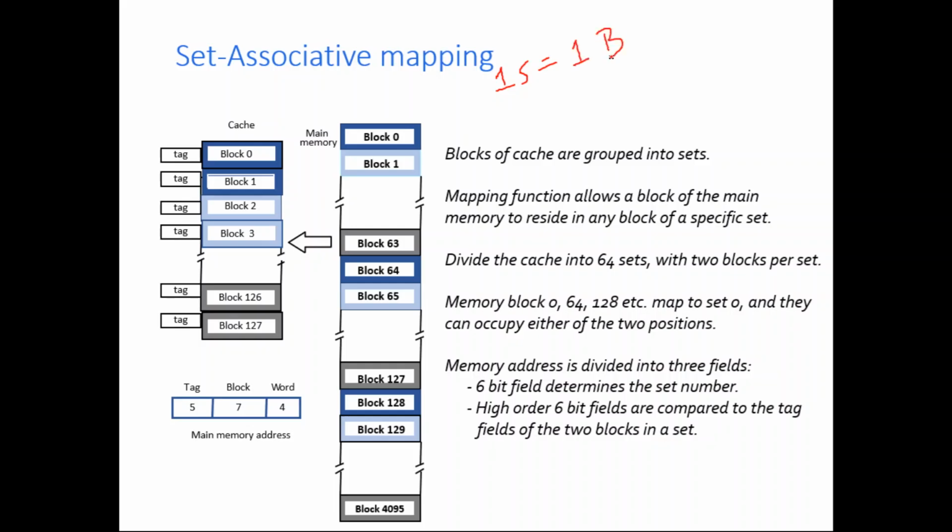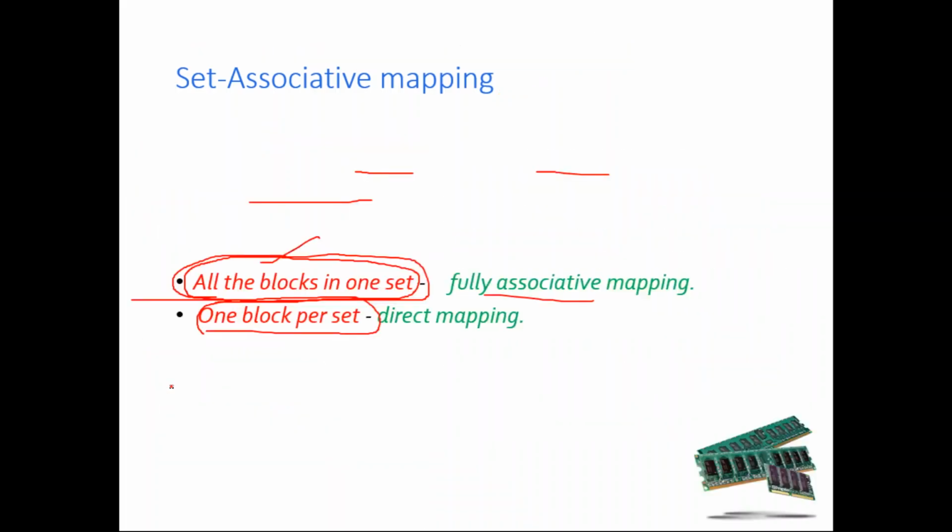Then how many sets do you have? Then you have 128 sets. To refer to 128 sets, how many bits do you need? You need 7 bits. But the cache can have only 128 blocks. So which combination of 128 blocks is available in the cache? For that we need a tag of 5 bits. So this way of mapping is nothing but direct mapping.